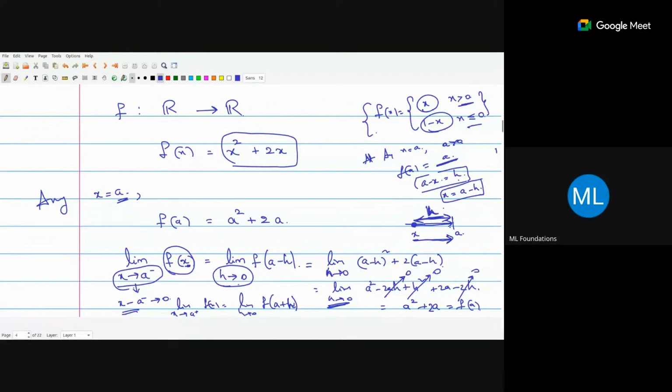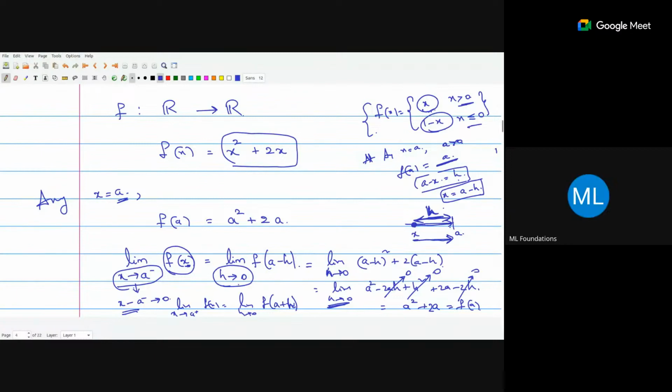Are you getting that? Yes, sir. So only at the breakpoint we check. If both of the conditions are polynomial, then we don't need to check, right? Yeah.